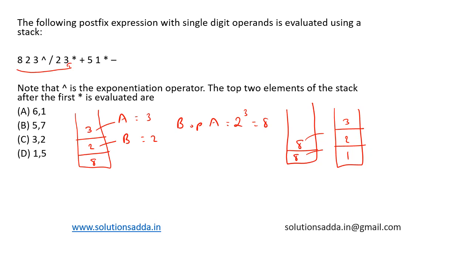Now the question is the top two elements of the stack after the first star is evaluated. Now we have received the star operator. So we pop these two and the multiplication results in 6. So we have 1 and 6. So the question asks for top two elements of the stack after first star is evaluated, and the correct answer is 1, 6. So option A, 6, 1. The order is not mattering here. So option A, 6, 1 is the correct answer here.